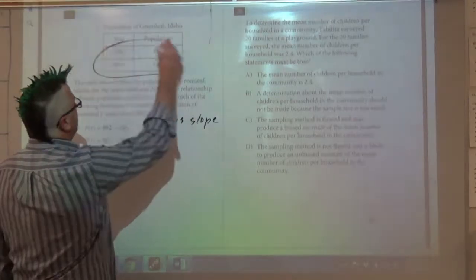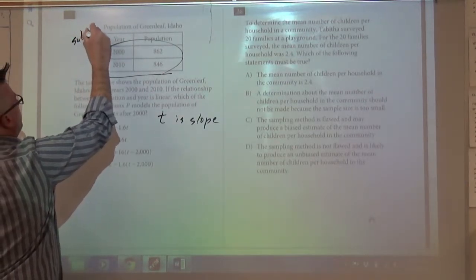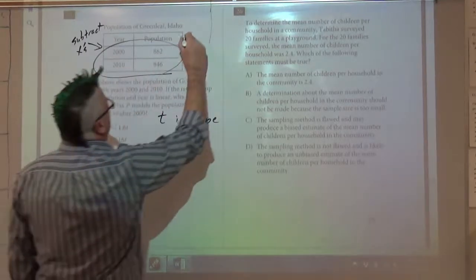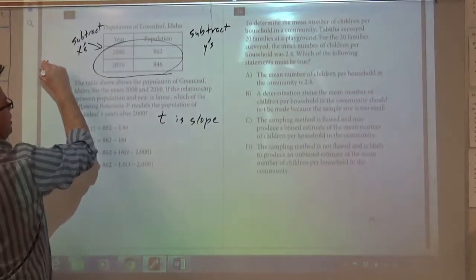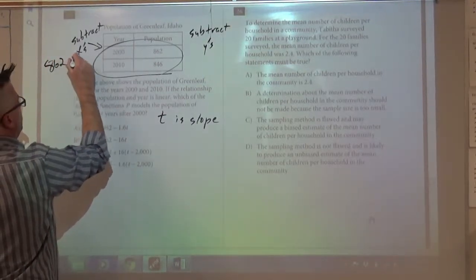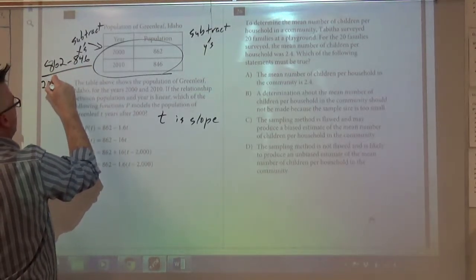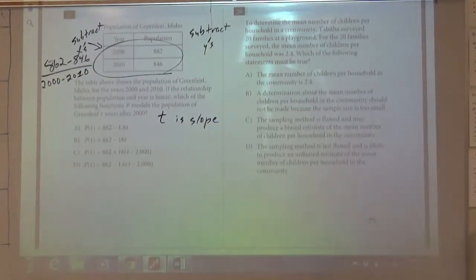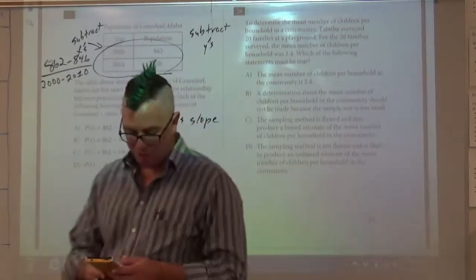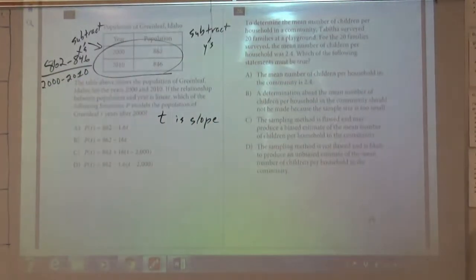We're going to need to figure out slope, so what I'm going to do is subtract my x's, subtract my y's. So I've got 862 minus 846, 2000 minus 2010. Calculator section, so we might as well use it. It helps if they have a battery.